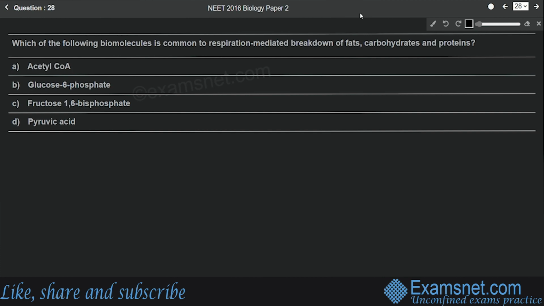Question number 28 is from the chapter Respiration in Plants, and the question is, which of the following biomolecules is common to respiration-mediated breakdown of fats, carbohydrates and proteins? Options are acetyl coenzyme A, glucose 6-phosphate, fructose 1,6-bisphosphate and pyruvic acid. So let's see, if we talk about the breakdown of fats, we know that fats first break down into fatty acids and glycerol, right? Now through beta oxidation, these fatty acids and glycerol are converted into acetyl coenzyme A.